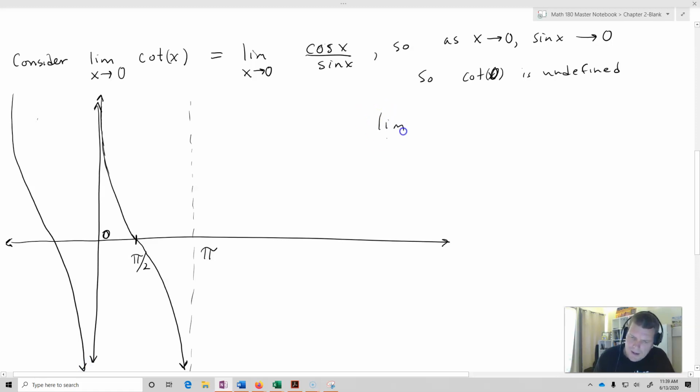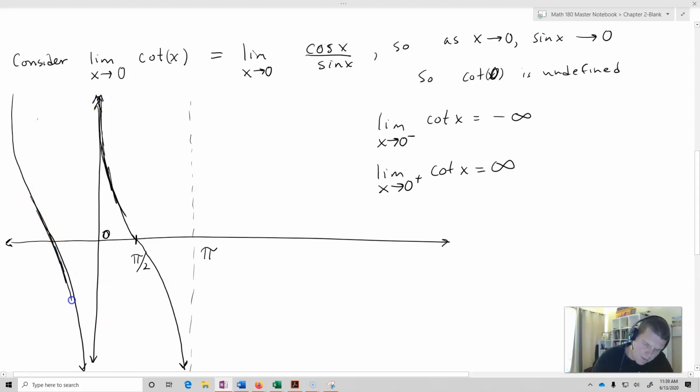So the limit as x approaches 0 from the negative side of cotangent x is going to equal negative infinity. Whereas the limit as x approaches 0 from the positive side of cotangent x is going to equal positive infinity, right? As we go up this way in the positive direction, we end up with positive infinity. As we go in the negative direction, cotangent of x goes down to negative infinity, okay?